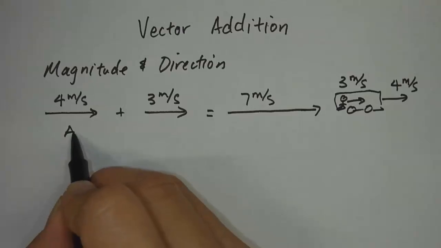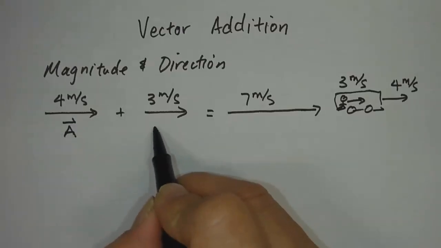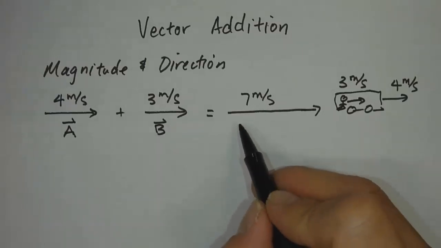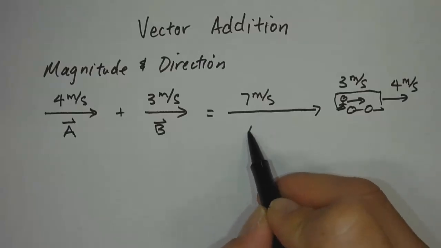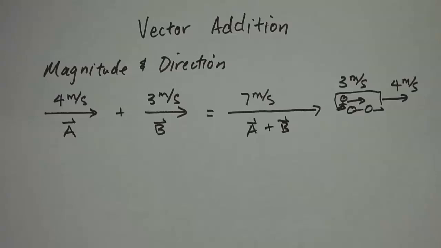When we represent a vector with a letter, sometimes you'll notice an arrow on top, and that just indicates that it is a vector. So this right here would be vector A plus vector B.